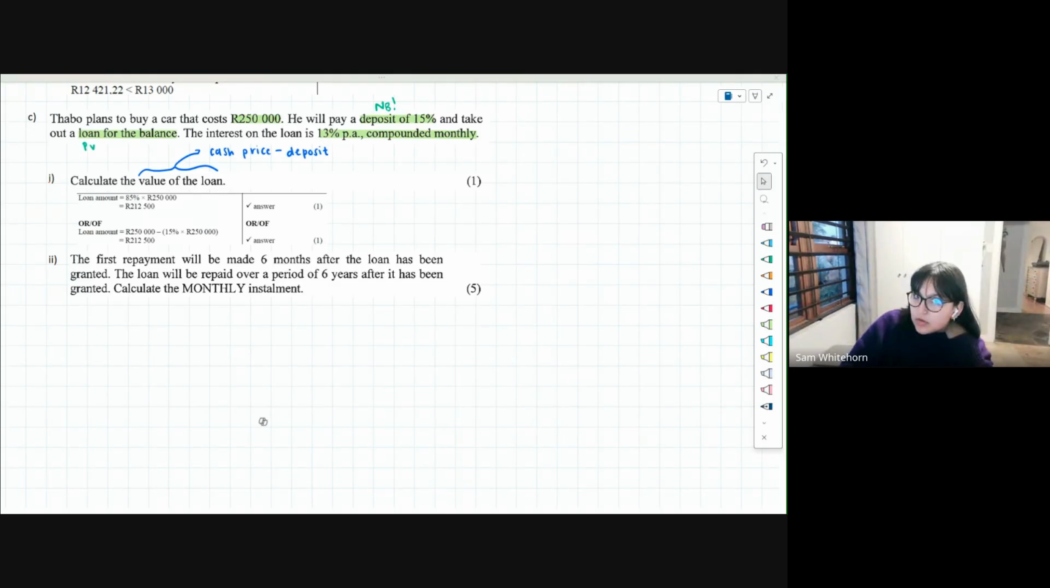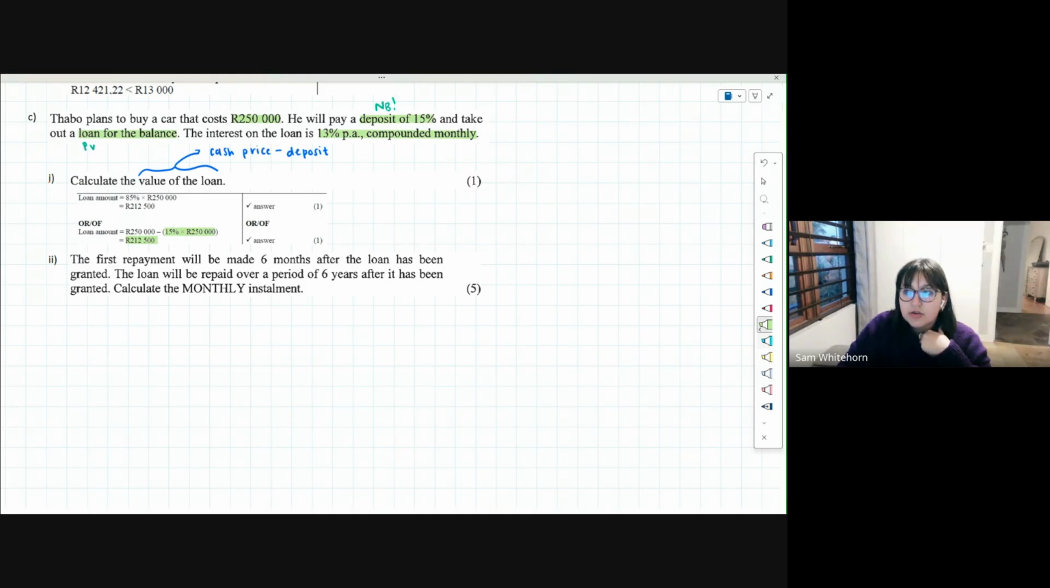All right, so hopefully we all got 212,500 Rand. Your deposit amount was 37,500 Rand. So 15% of 250,000 is 37,500, and you get your loan amount of 212,500.